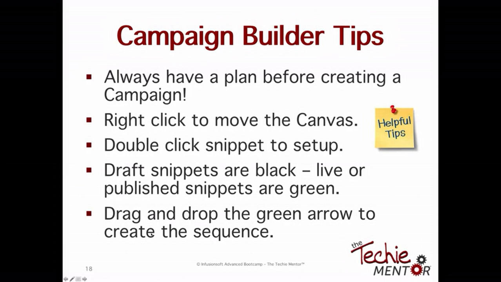You double click to set up a snippet. So if there's a setup, and sometimes there's multiple setups, you have to set up the goal, but then you also need to set up maybe the web form or the sequence. Just so you know, when something's in draft, remember you have to make sure that you publish and you have to make sure you turn it from draft to ready. Draft snippets are black, live or published snippets will be green. So you can tell by looking at the canvas which are which.